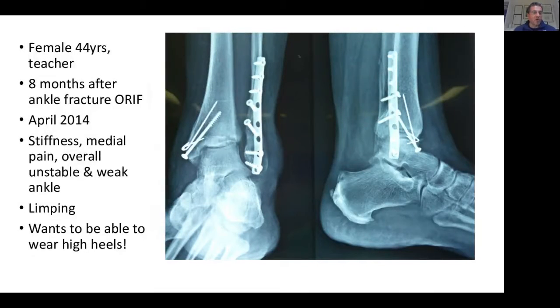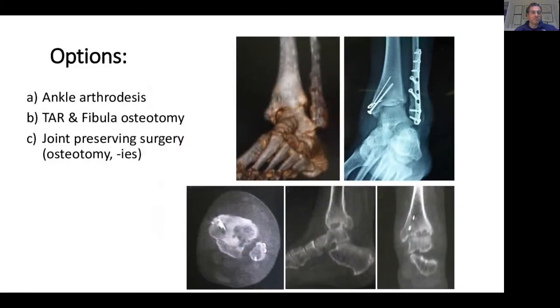Osteotomies can be a solution. In this case, it was a 44-year-old female teacher who said, I don't want an arthrodesis. I want to be able to wear high heel shoes. And she had a weak, unstable, and painful ankle 8 months after fixation of this fracture. So arthrodesis was an option. The patient didn't want it. She's too young, I would say, for any replacement.